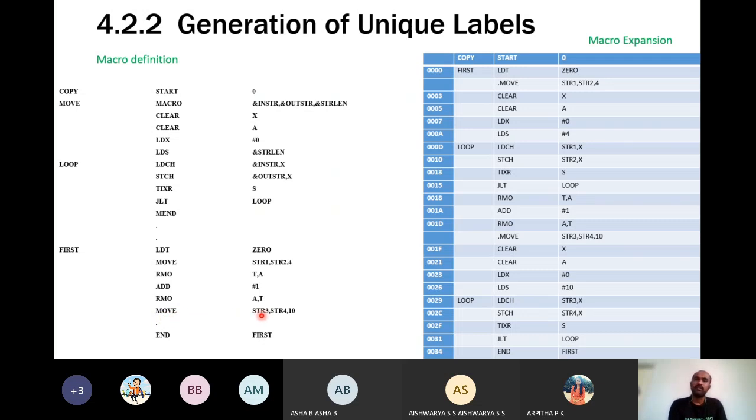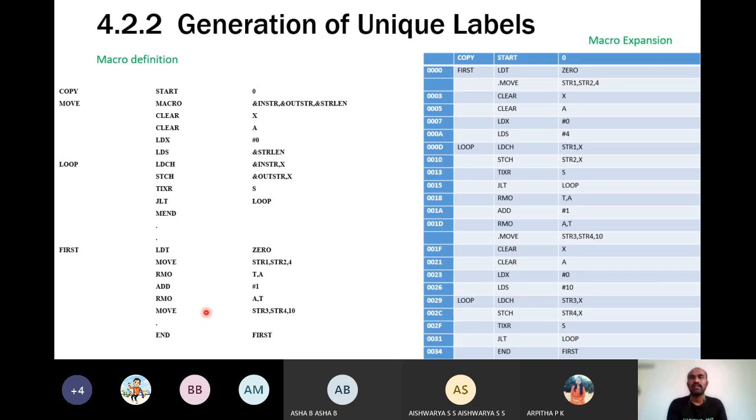So what is going to happen? For this I'm passing different parameters like string 3, string 4 and string 10. So the attributes or the parameters are different. This is the macro definition, and this is where I'm calling, the macro invocation. How many times am I invoking that macro? It is 2 times.